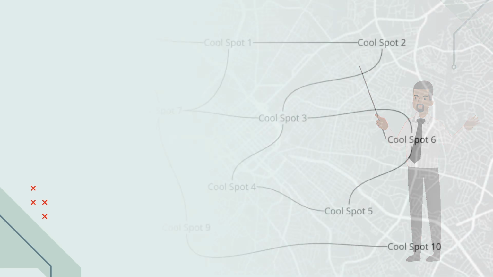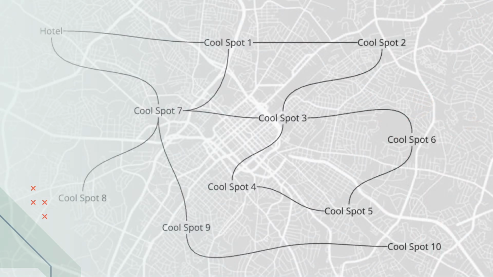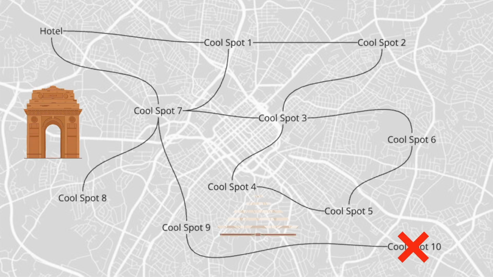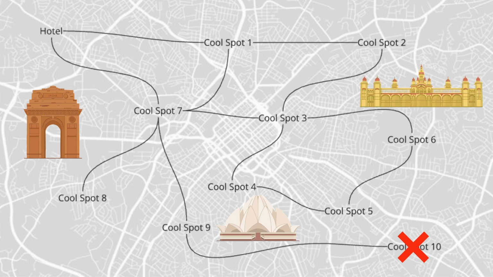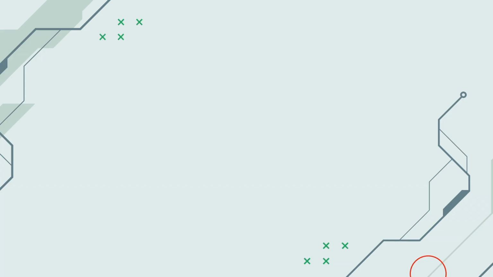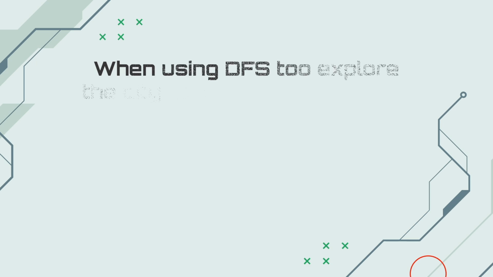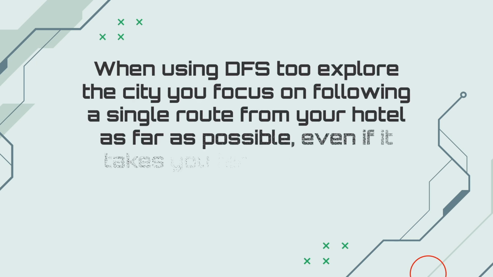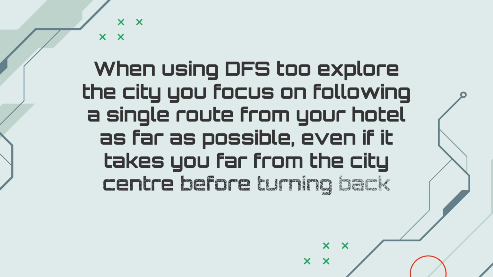But since it is a hidden garden, the only way you can find it is by using a special map that only shows the location of cool spots but doesn't show what those cool spots are. But let's say that the garden is hidden at cool spot number 10. All you know is that there are several tourist spots spread across the city. Some spots are closer to your hotel, while others are far away. When using DFS to explore the city, you focus on following a single route from your hotel as far as possible, even if it takes you far from the city center before turning back.